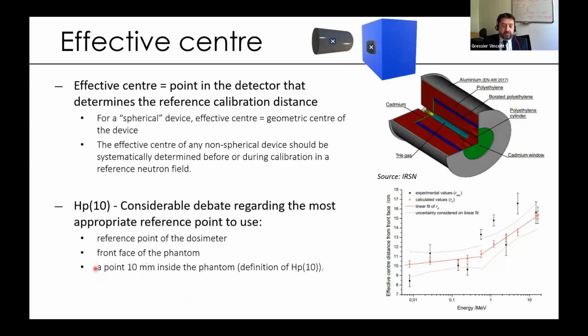And there is another consideration: it should be 1 centimeter inside, because it's where the definition of Hp(10) is done, 1 centimeter inside. And there is still not a full agreement within the neutron community on what is the best thing. So the recommendation is just make your choice, but indicate what is the distance you have chosen in such a case. Between the two, this one is less relevant.